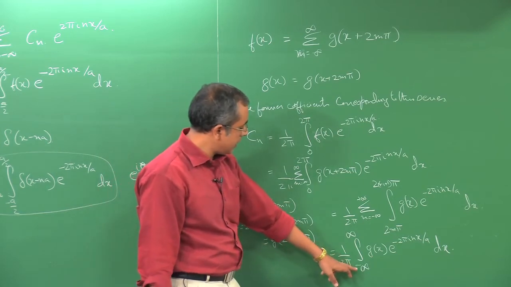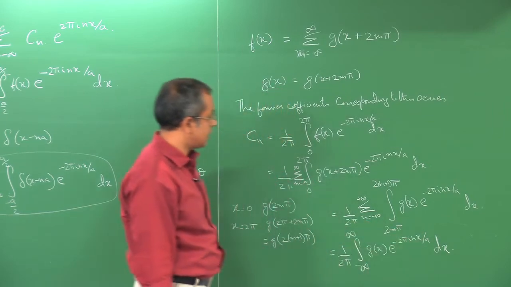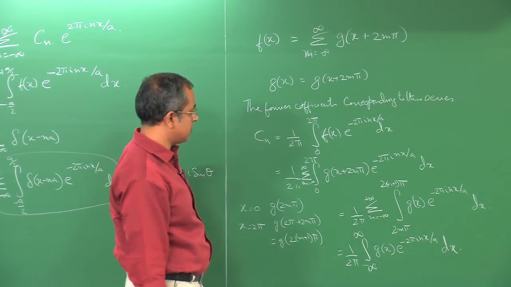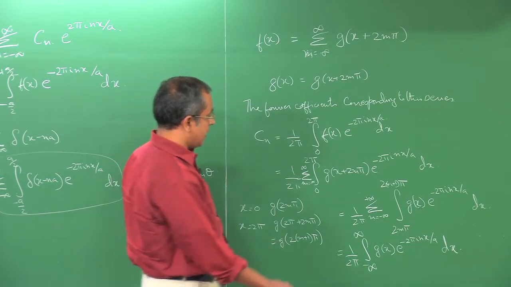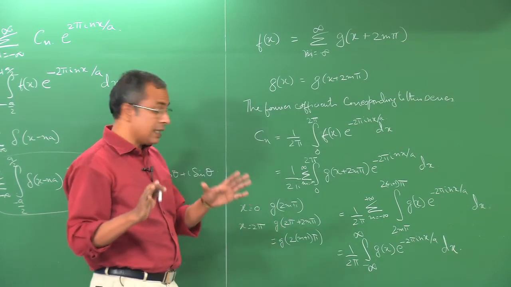So, 1 over 2 pi, minus infinity to plus infinity, g of x e to the power 2 pi i n x over a times dx. So, this is the expression. Interestingly, again I am going to use a definition which is there for Fourier transforms now.